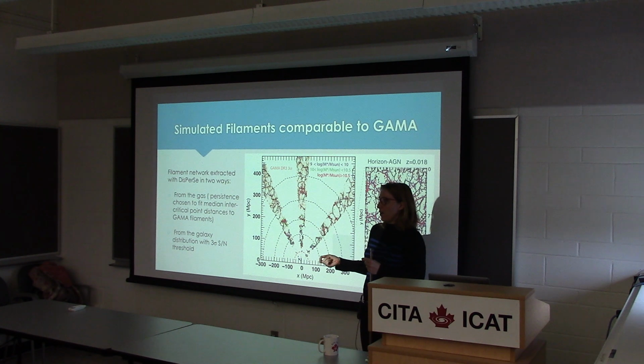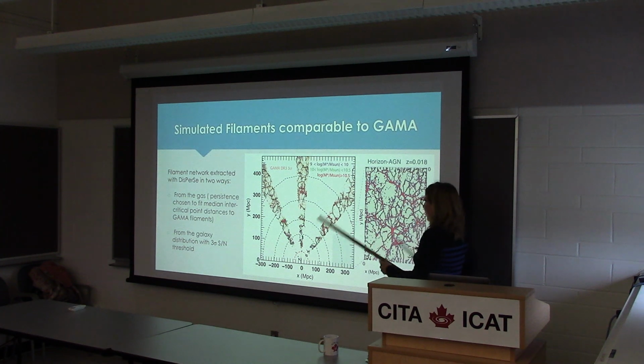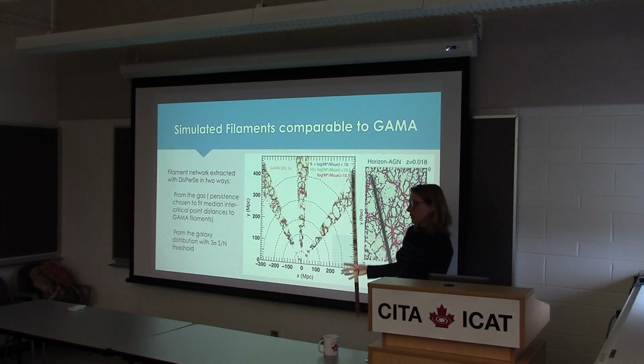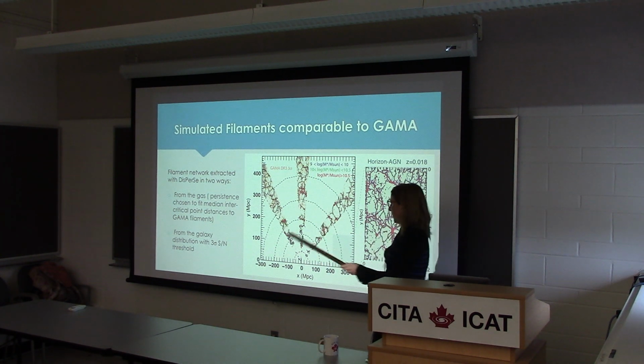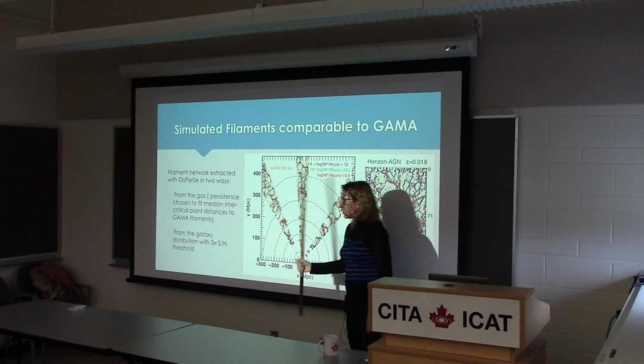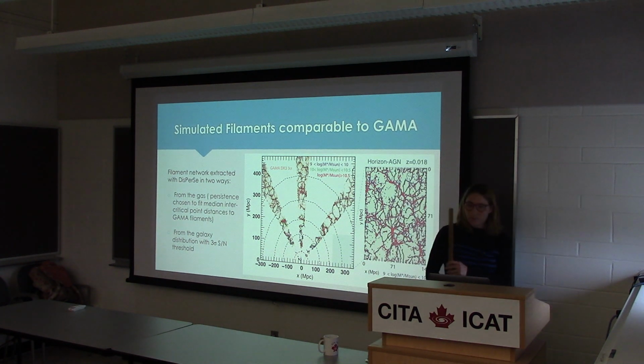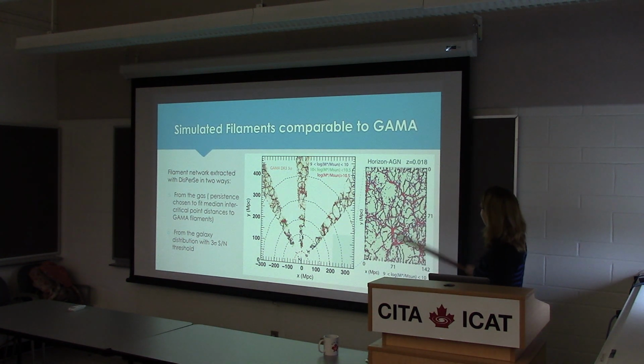That is, filaments would have roughly the same size distribution in GAMA and in Horizon AGN. And we also extracted another network of filaments from the galaxy distribution directly, and with the same signal over noise threshold as in GAMA. And here is one of such sets of filaments in Horizon AGN. In that case, those are the gas filaments.